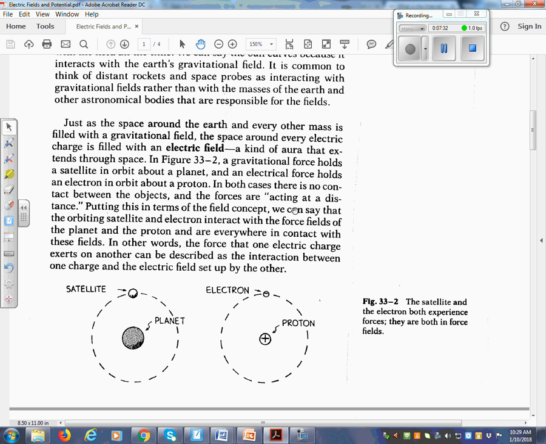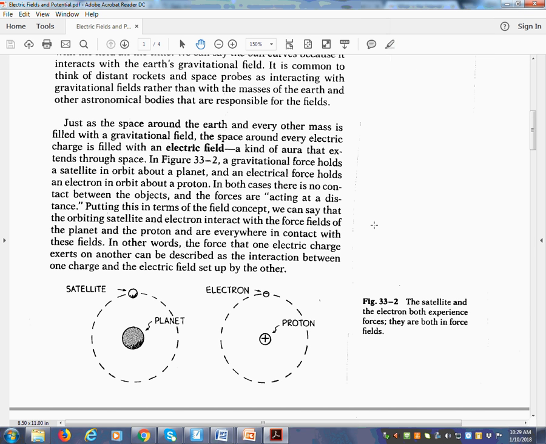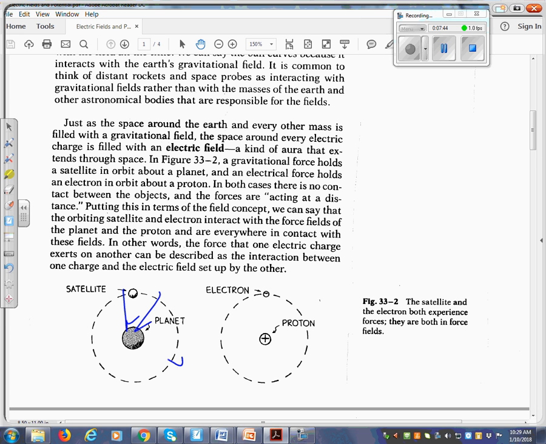Putting this in terms of the field concept, we can say that the orbiting satellite and the electron interact with the force fields of the planet and the proton and are everywhere in contact with these fields. So once again, I can draw in the gravitational field, and similarly, I can draw in an electric field around this proton. So the electron is attracted to it. It's touching the field.